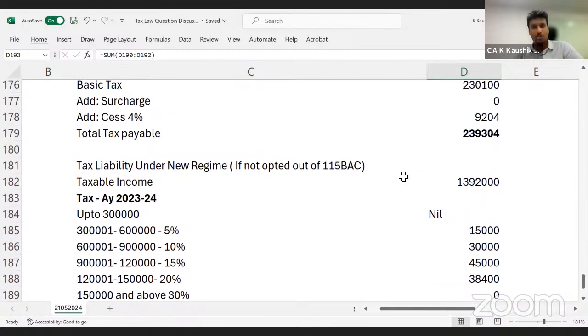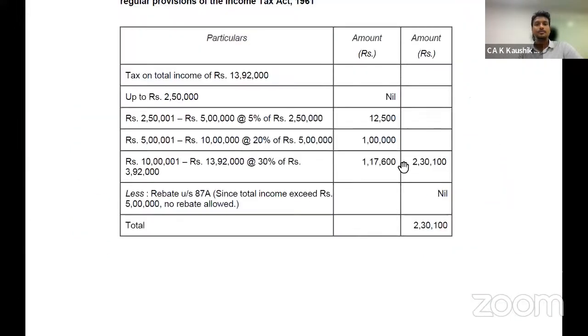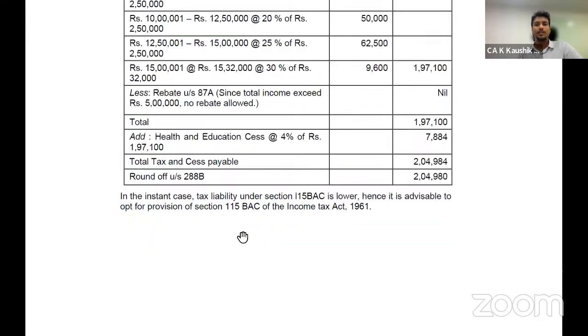2,39,304. So your conclusion should be that it is beneficial for, you see here they given gross total income as per regular provisions here. In the instant case, tax liability under Section 115 BAC is lower, hence it is advisable to opt for provision of Section 115 BAC.